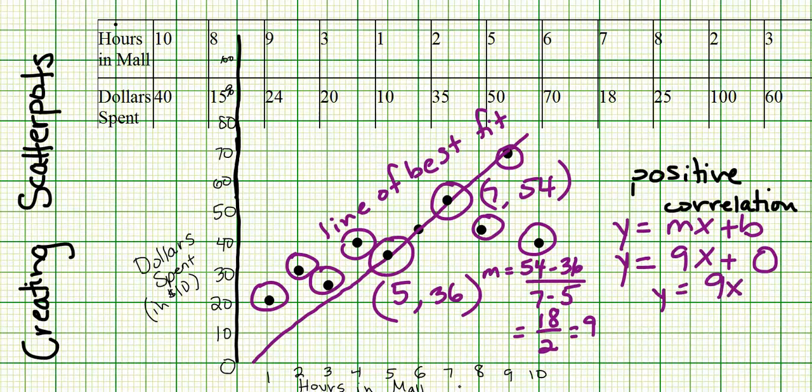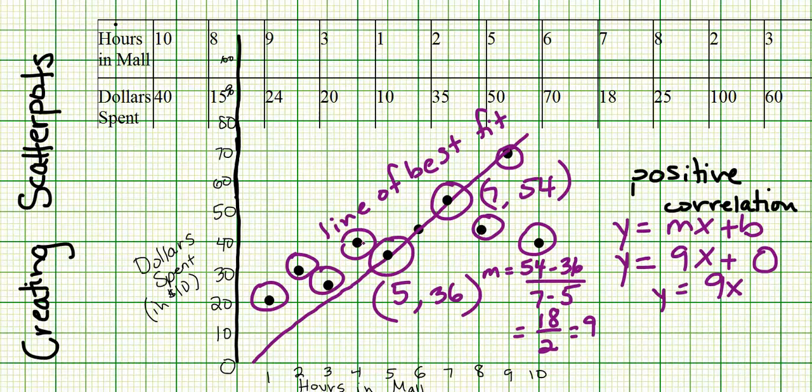Y equals 9x. Let's see. If I spent 5 hours in the mall, 5 times 9 is 45. If I spent 7 hours in the mall, 7 times 9 is 63. Remember, it's not a perfect match every single time. I guess I didn't use the farthest one out. But you're trying to get a line that fits as many as possible. 8 hours in the mall times 9, $72. This was an extreme case. It didn't quite fit along.